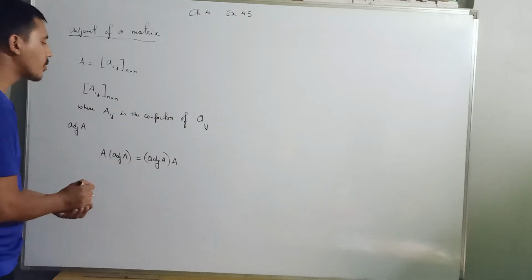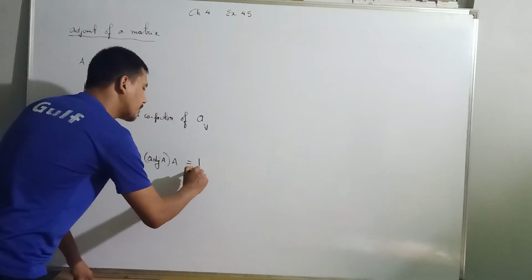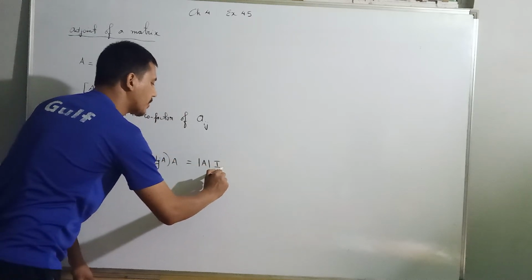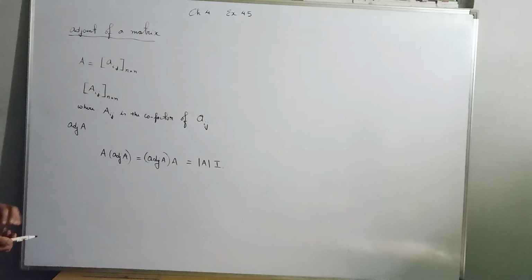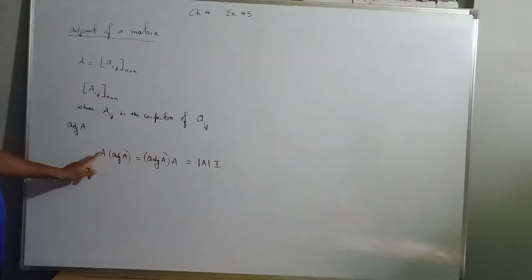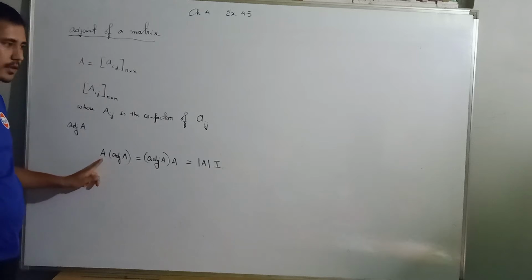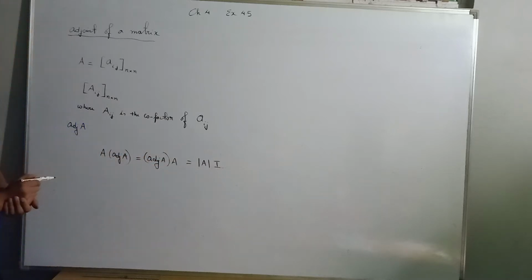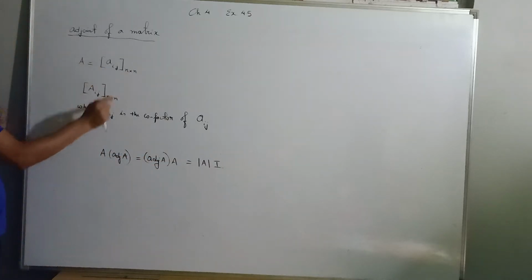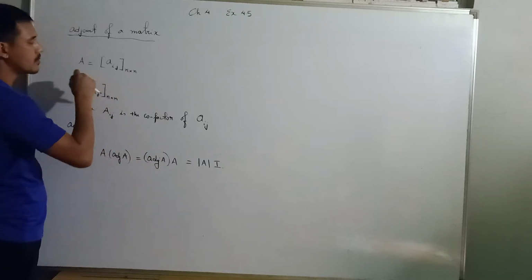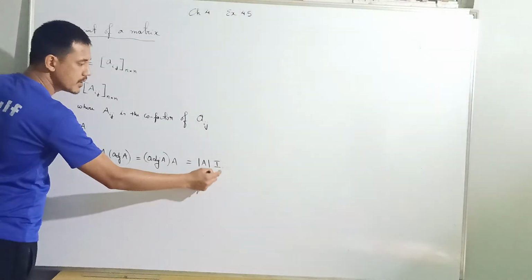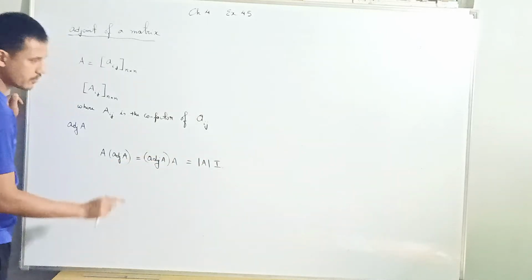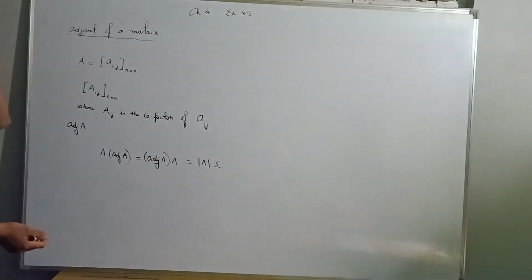And this product is equal to the determinant of your matrix A times the identity matrix of the same order as your matrix A. Here A is a matrix of order n, so I should be the identity matrix of order n. If A is a matrix of order n, then adjoint of A will also be a matrix of order n. Then the identity matrix that you use should be of the same order n. Is that clear? So that is how we define the adjoint of a matrix.